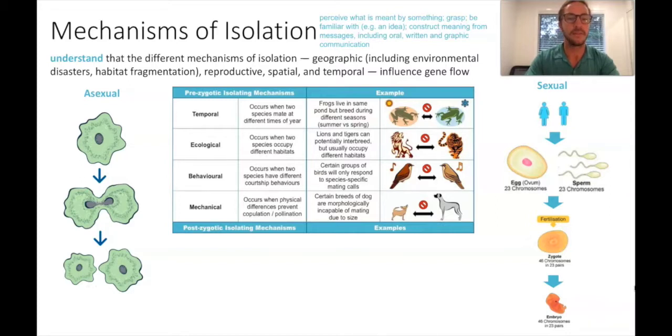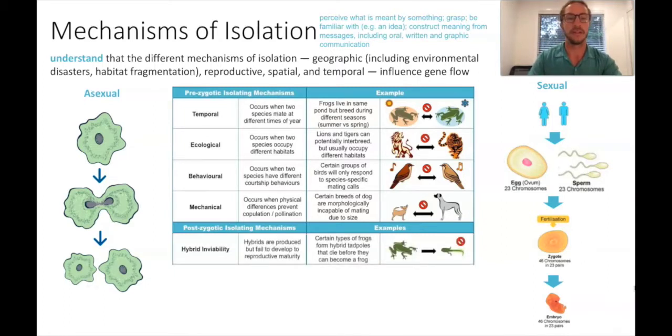Then we have postzygotic forms of isolation, and this is where mating occurs, but the offspring are not viable or they're sterile. So the first being hybrid inviability, and it's when hybrids are produced but fail to develop to reproductive maturity. And certain types of frogs form hybrid tadpoles that die before they can become a frog.